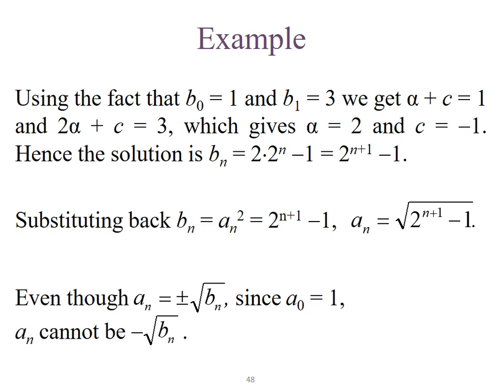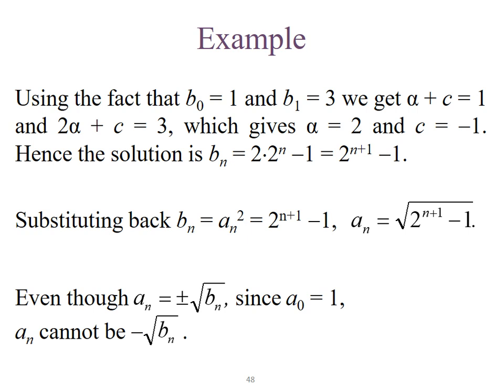Next we can apply the initial conditions b_0 equals 1 and b_1 equals 3. Then we have two equations: alpha plus c equals 1 and 2 alpha plus c equals 3. Then we just discover the coefficients alpha and c. All right, and then we can derive b_n equals 2 times 2 to the power of n minus 1, that is 2 to the power of n plus 1 minus 1. So that will be the answer, or total solution, for b_n.